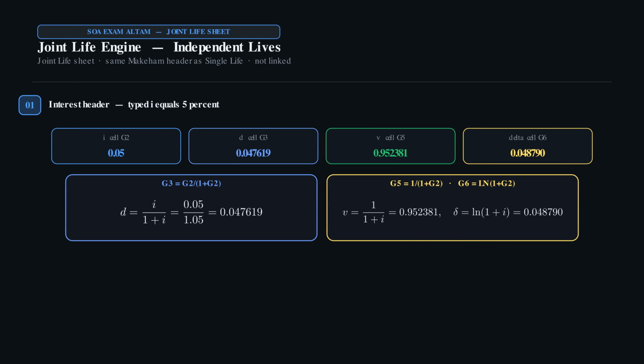Cell G2 is the only interest input, I equals 0.05. Discount D is I over 1 plus I, which Excel stores as 0.047619. V is 1 over 1.05, equal to 0.952381. Force of interest delta is the natural log of 1.05, equal to 0.048790. Those four numbers rebuild every later column.